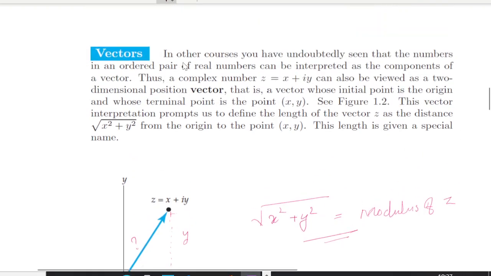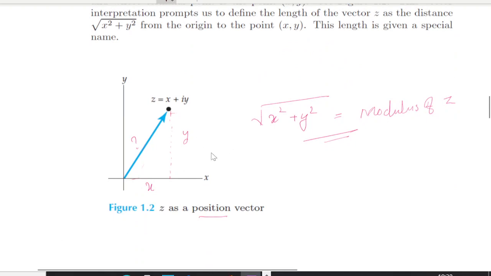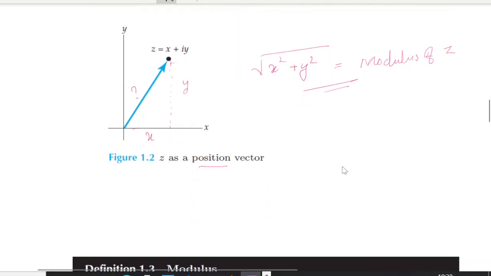So that is the next thing. You can read this in other courses. A complex number being an ordered pair of real numbers can be interpreted as the components of a vector. Thus, a complex number z equal to x plus iy can also be viewed as a two-dimensional position vector, that is, the vector whose initial point is the origin and whose terminal point is the point (x, y). See this figure, like this. Now we can easily calculate this length, and this length is called the modulus of z.